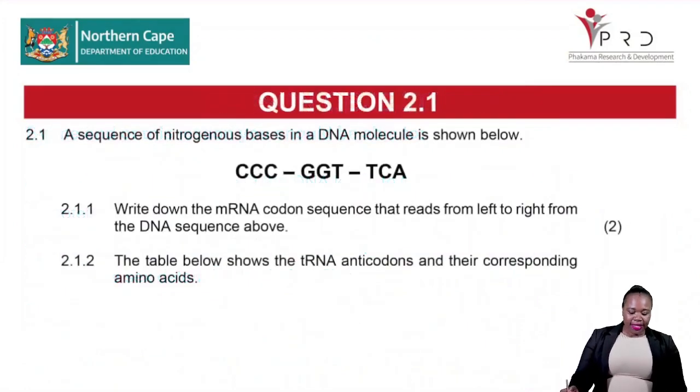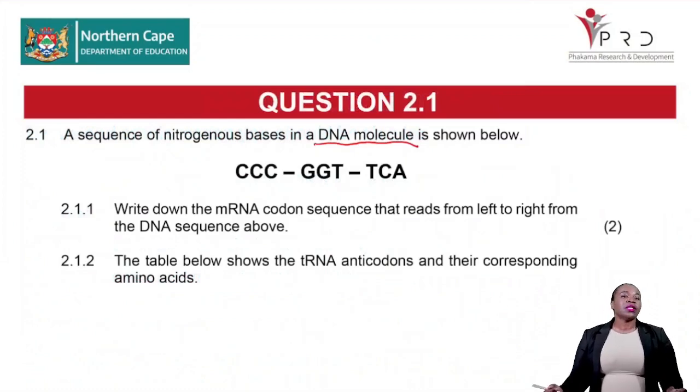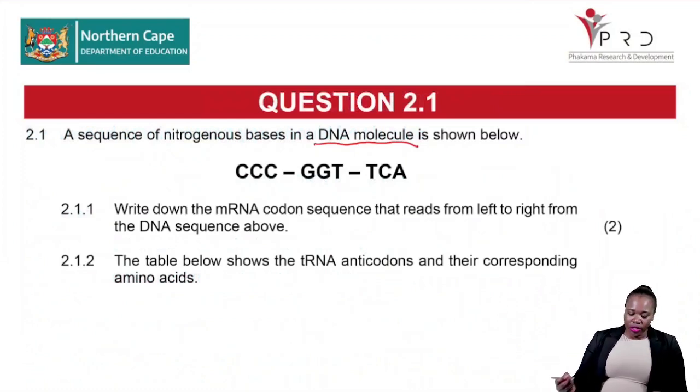All right, let's have a look at our first question. Our first question is question 2.1. And it says a sequence of nitrogenous bases in a DNA molecule is shown below. We have CCC, GGT, and TCA. So this is a DNA molecule. One other thing that you can see here that indicates to you that this is a DNA molecule is that we have the thymine. Remember, in DNA, we have thymine, and in RNA, we have uracil.